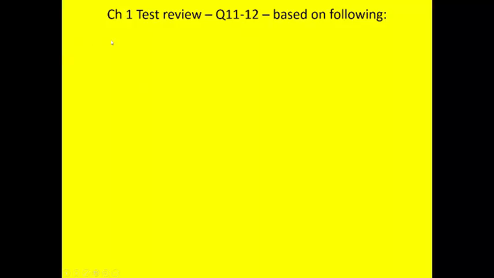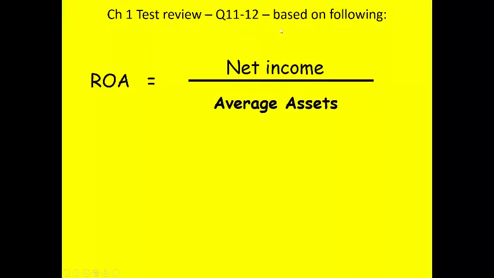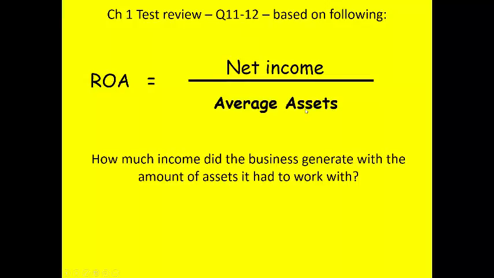Okay, let's get back to the Chapter 1 test review, and these are going to be questions 11 and 12, and it'll be based on the following, which would be a financial ratio called return on assets. Return on assets is basically net income divided by average assets, and this is a simple average for the average assets.